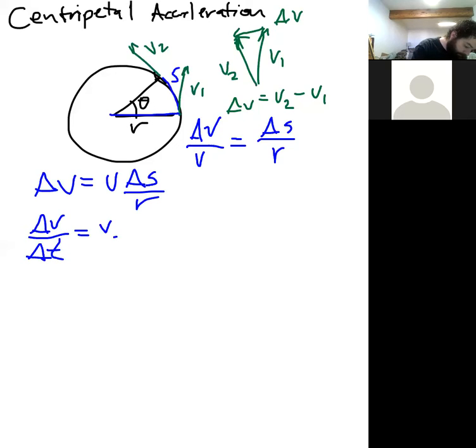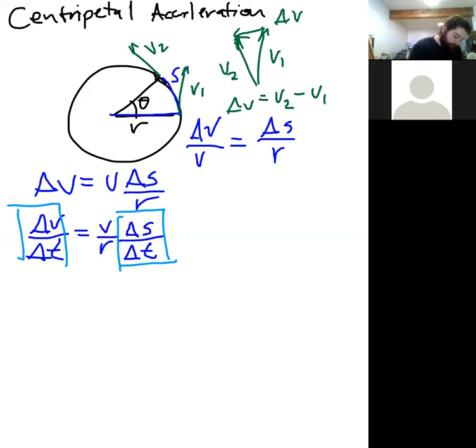It's going to be V over R times delta S over delta T. And so we know from before that this here is basically the velocity, and we already have the velocity. And this here is going to be the acceleration. So then we'll just write it as centripetal acceleration is equal to delta V over delta T, and that is equal to V over R times V, which is equal to V squared over R.